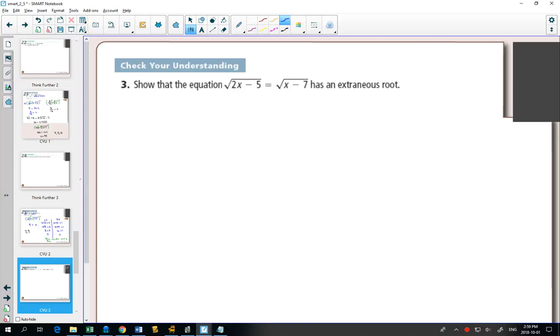We have solved some equations with radicals already. This is our first equation that has two radicals, and it says to show that it has an extraneous root. So first of all, we're going to define what that means. What is an extraneous root?